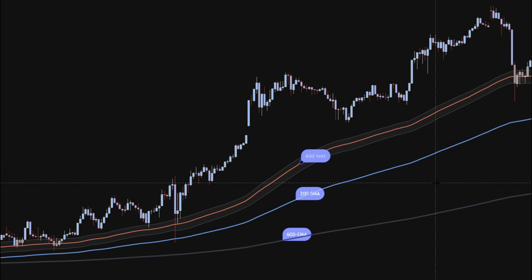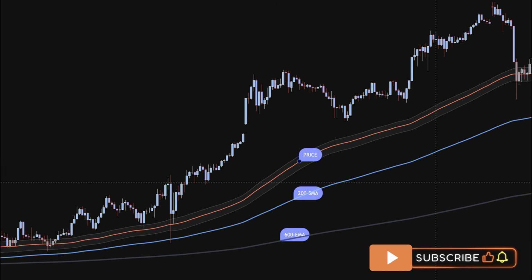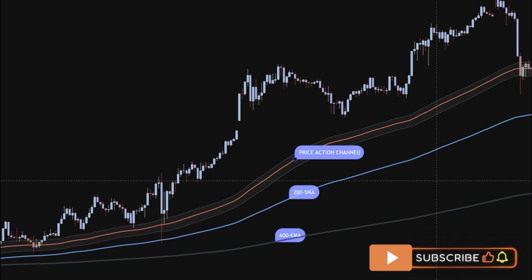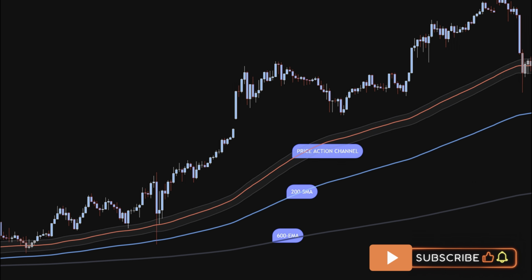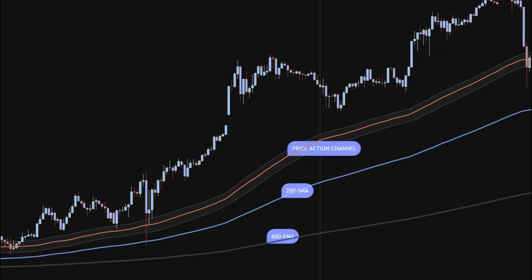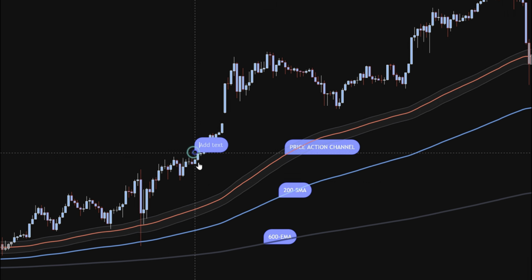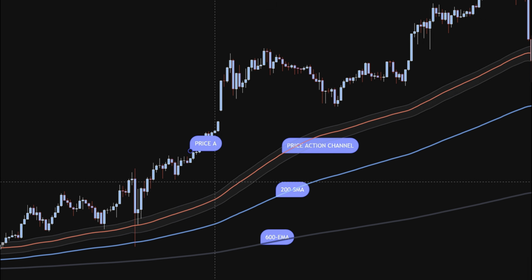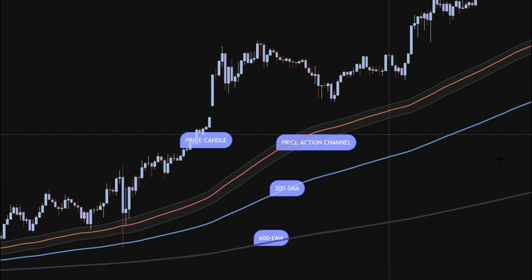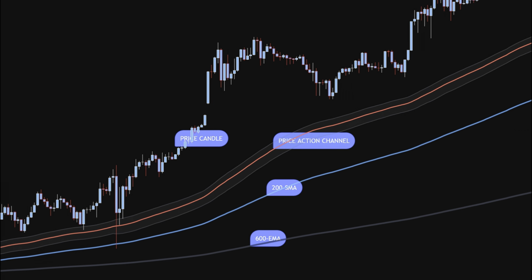These aren't random numbers. The 200 filters out the short-term noise that traps amateur traders. The 600 gives you the institutional reference point, and the pack shows you the boundary of normal price behavior. When price is inside that channel, the market is in equilibrium. When it breaks out, momentum is shifting. That's the logic, not magic, logic.